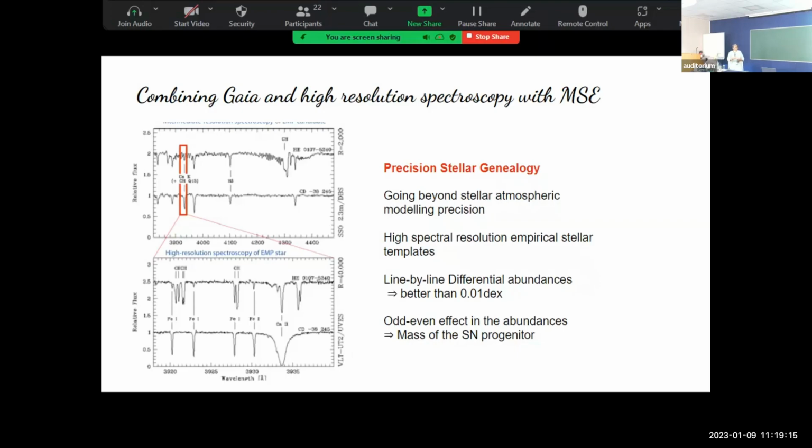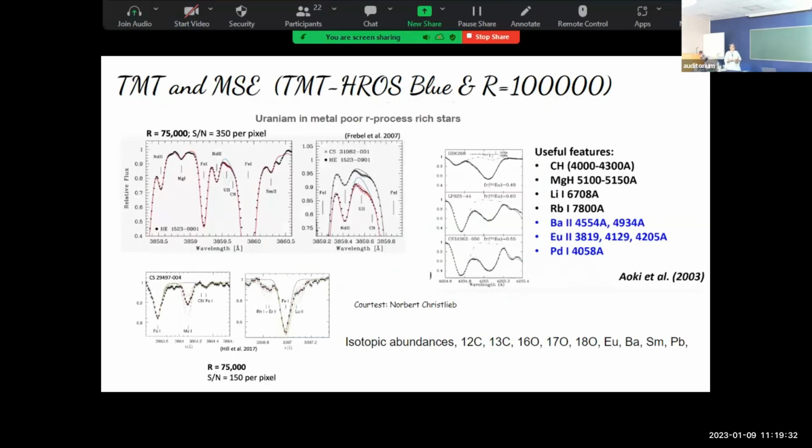So you can detect this odd-even effect very clearly by going for differential abundances. Currently, we don't have the sensitivity, but if you use this kind of spectral empirical templates and differential abundance analysis, one should be able to reach this precision.